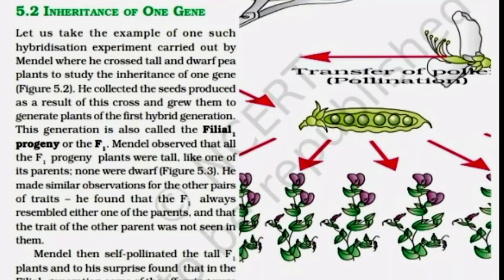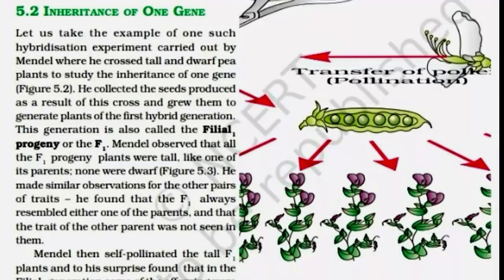Inheritance of one gene. Let us take the example of one such hybridization experiment carried out by Mendel, where he crossed tall and dwarf pea plants to study the inheritance of one gene. He collected the seeds produced as a result of this cross and grew them to generate plants of the first hybrid generation. This generation is also called the filial 1 progeny or the F1.